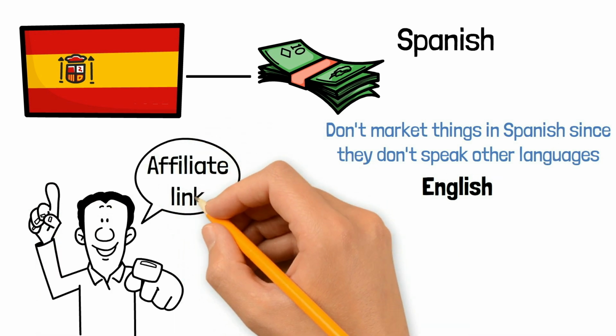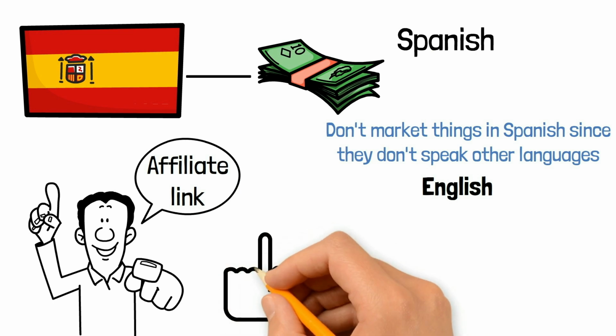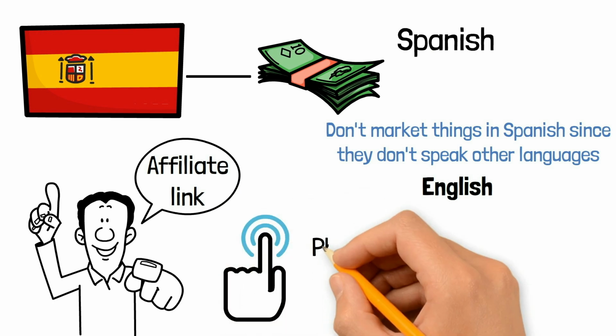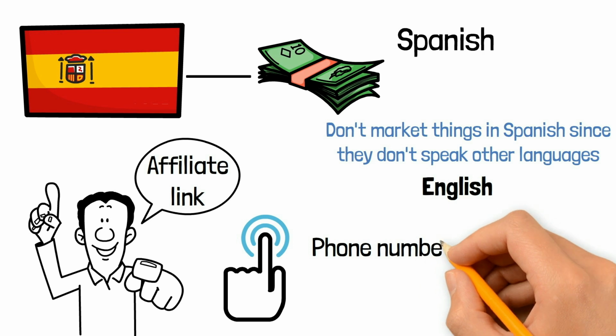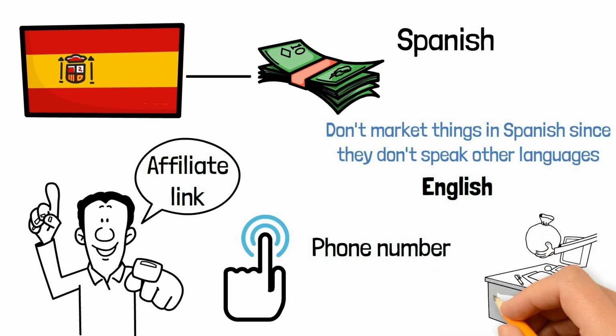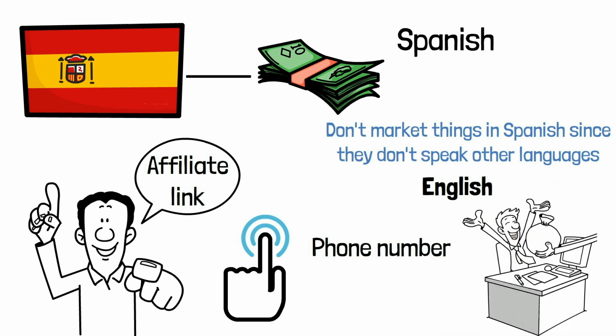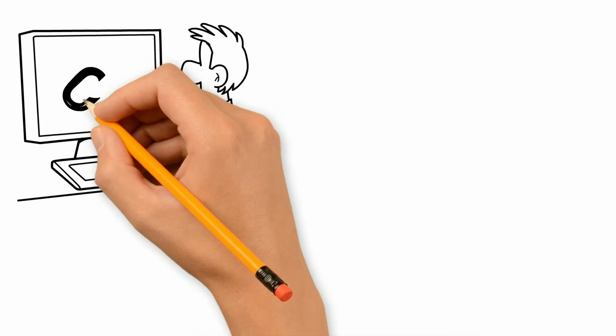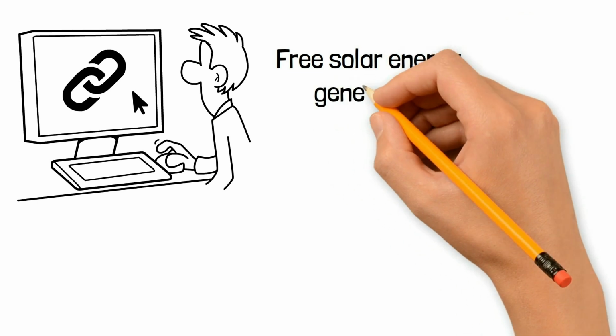So in order to get your affiliate link, you should click this offer here. And let's assume you click the first offer. And in this case, they're asking you to enter your phone number for a chance to win their offer here. And for every person who does this, you'll get $28.76. People will click your link to win a free solar energy generator.